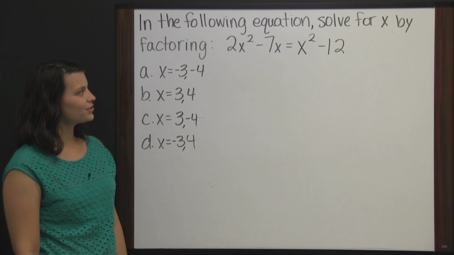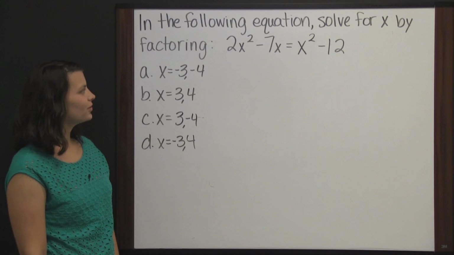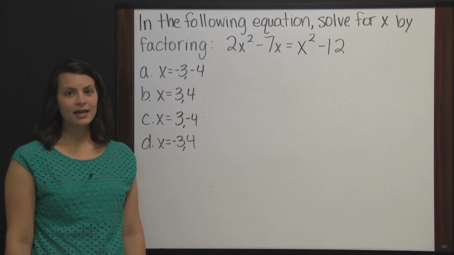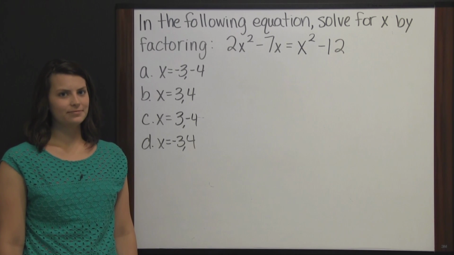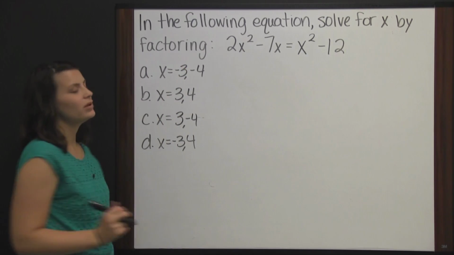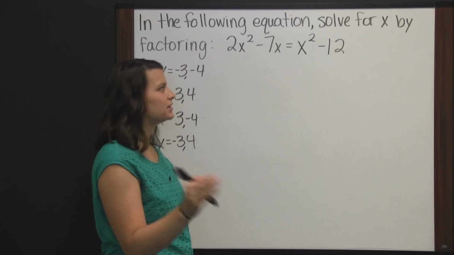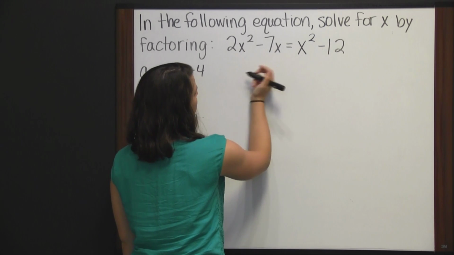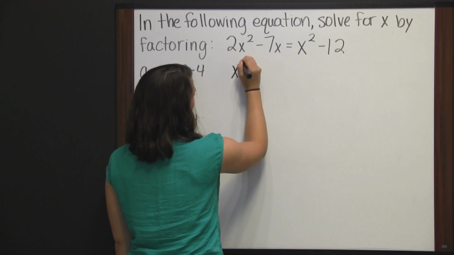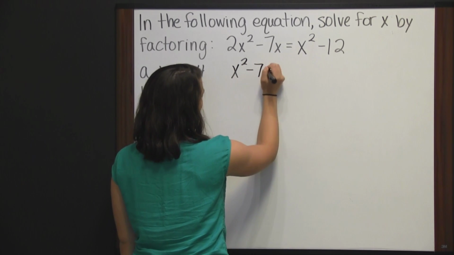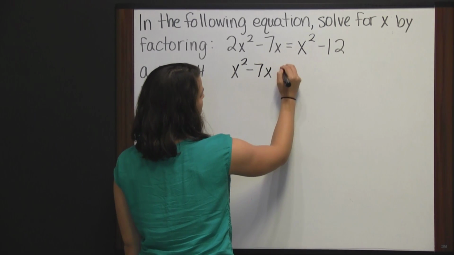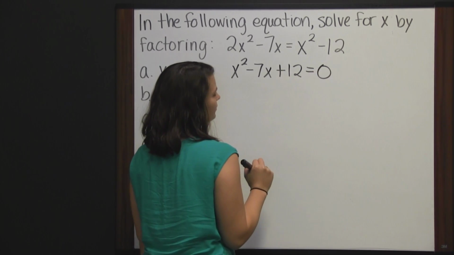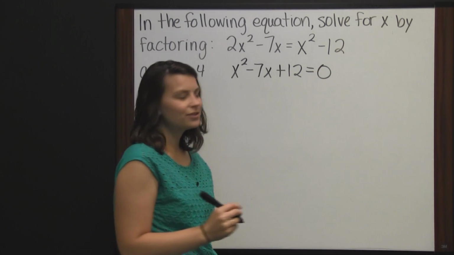In the following equation, solve for x by factoring. 2x squared minus 7x equals x squared minus 12. In order to factor, we need to get all of our terms on the same side. So that means subtracting an x squared from both sides so that we have x squared minus 7x, and then adding 12 to both sides. So now this is plus 12 equals 0. Now we're ready to factor.